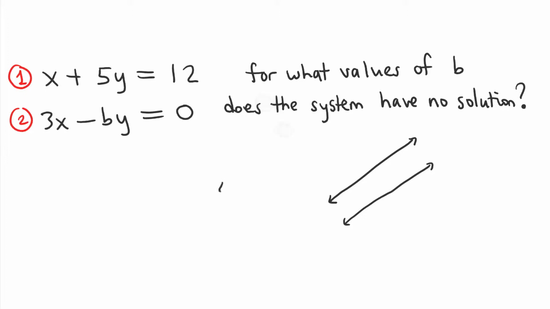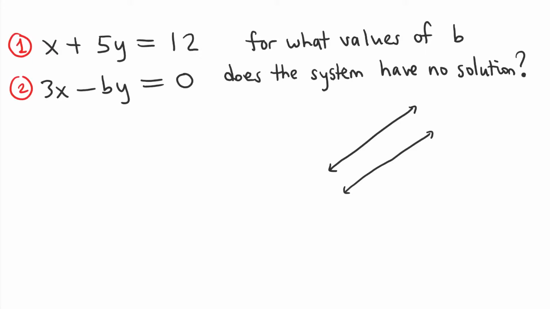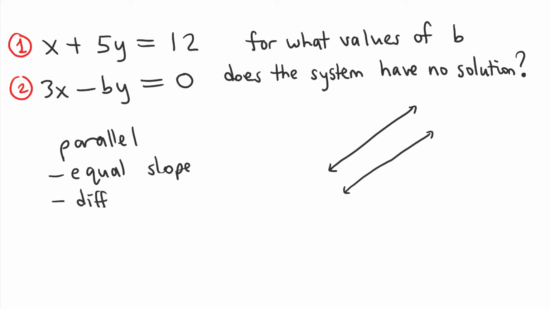You could have one line here and one line right on top of it. Those are parallel, but they're overlapping each other. In that case, there'll be infinite solutions. But anyhow, if they're parallel and they are not overlapping, then there'll be no solution. And what is the criteria for that? Well, parallel really means that they have equal slope and different, or unequal, y-intercepts.